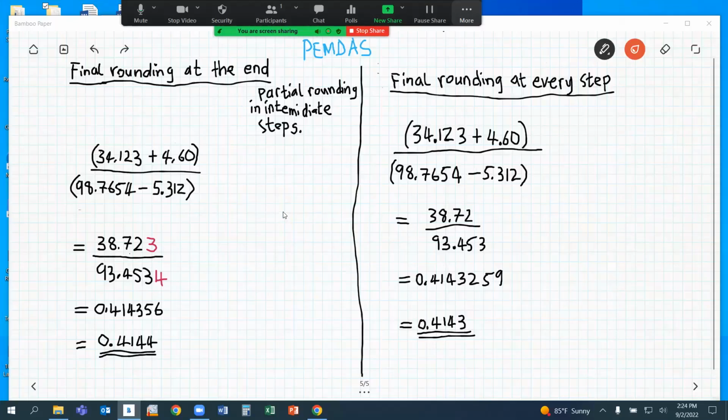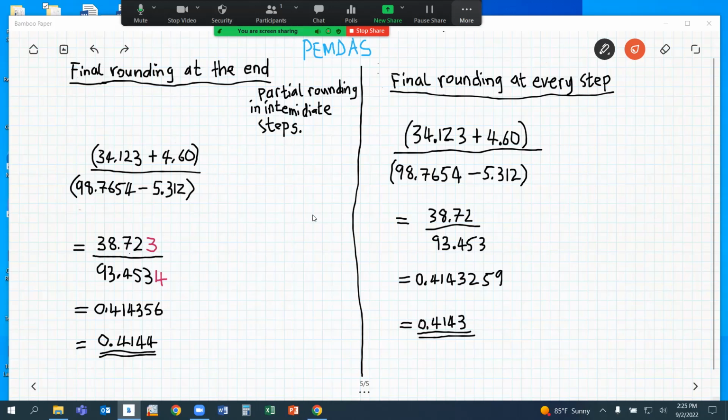Okay, class. This is an example of a problem for introductory chemistry to help with problems that have mixed addition, subtraction, and division, and how you manipulate the decimal places and the significant figures as you walk along. On the left here, we are going to solve this problem with a method called final rounding at the end, partial rounding in intermediate steps.